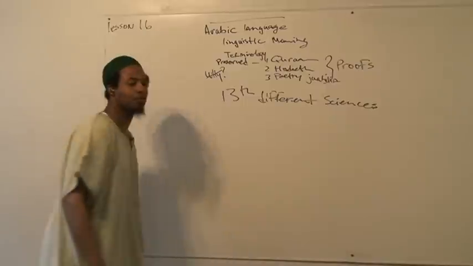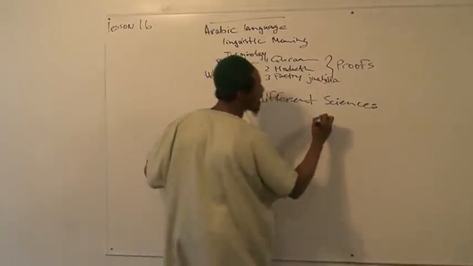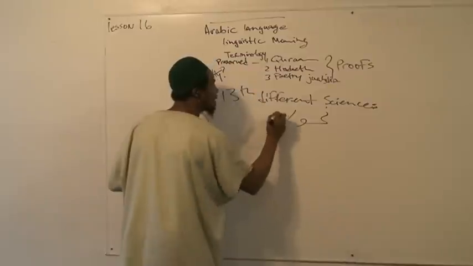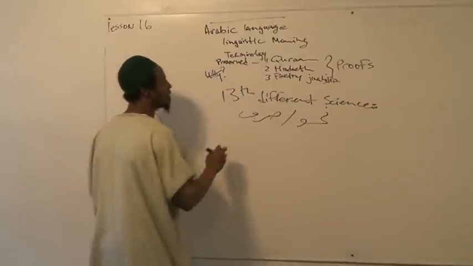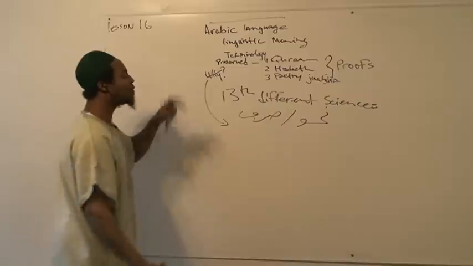What are the most important two? Nahwu and Sarf. We say Nahwu and we say Sarf. These are the most important two. Now, I get back to my why. Why are we studying this?